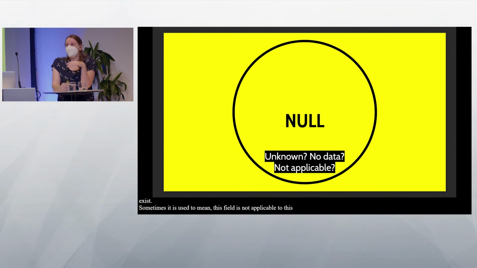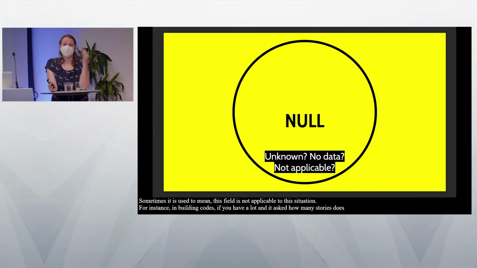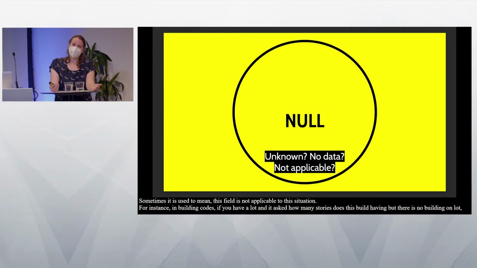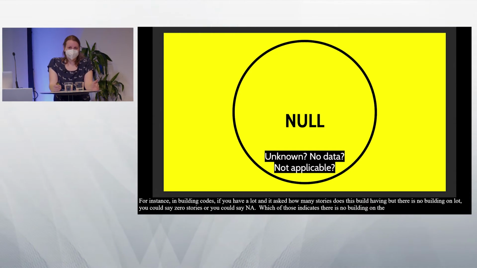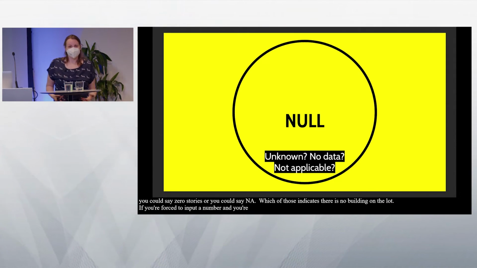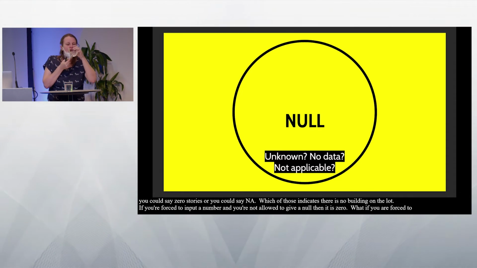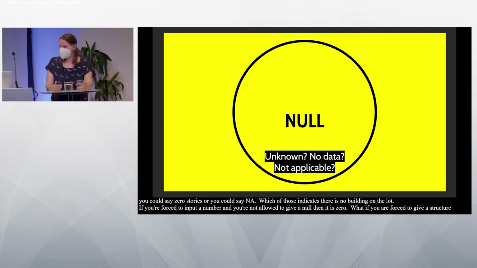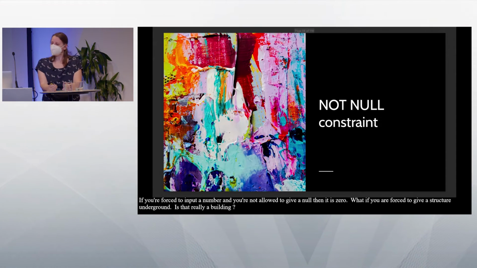For instance, in building codes, if you have a lot and it asks how many stories does this building have, but there's no building on the lot, you could say 0 stories or you could say NA. Which of those indicates that there's no building on the lot? Well, if you're forced to input a number and you're not allowed to give a null, then it's 0. But what if you've built a structure that's underground? Is that really a story? In some jurisdictions, no. As I said, a very special place in my heart.